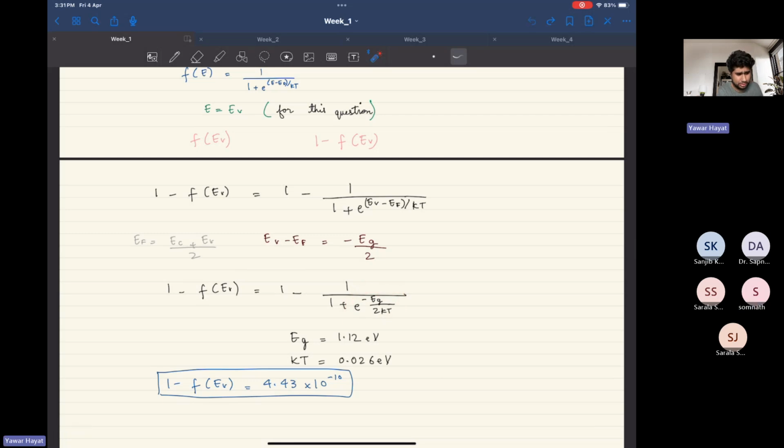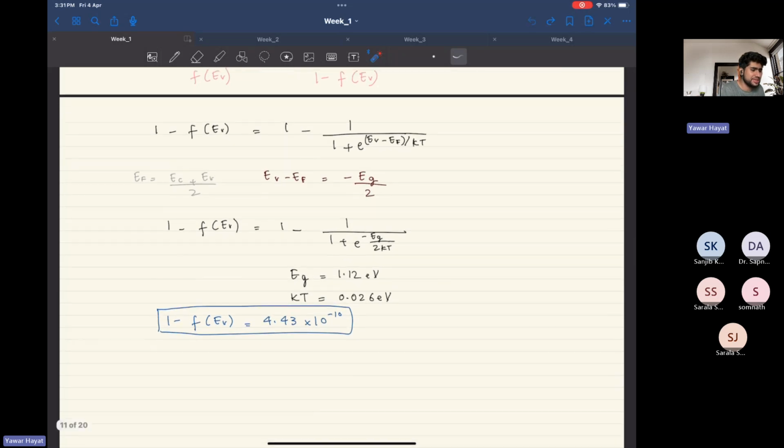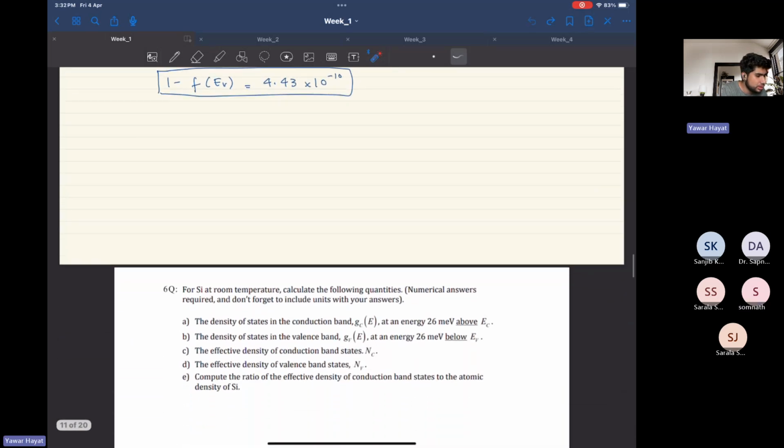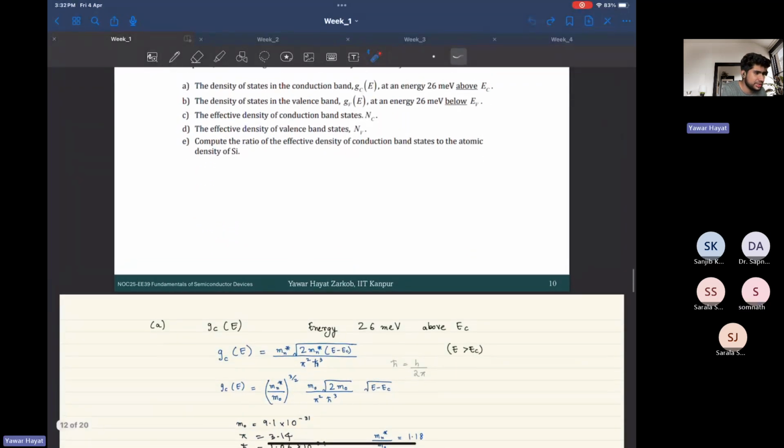And if you proceed to simplify this, you'll conclude that 1 minus f of EV would be 4.43 to 10 to the power minus 10. Is that fine? Yes, sir. Fine, sir. Okay. So now what? Now, then we had question number 6.